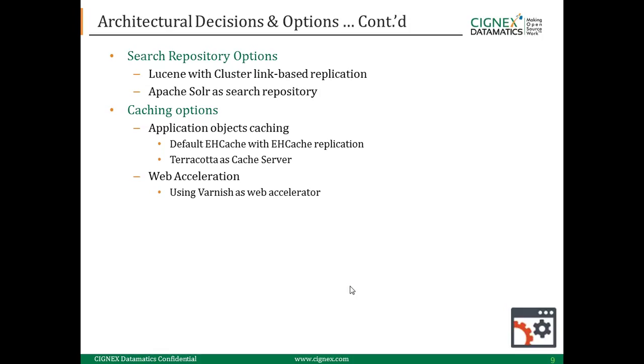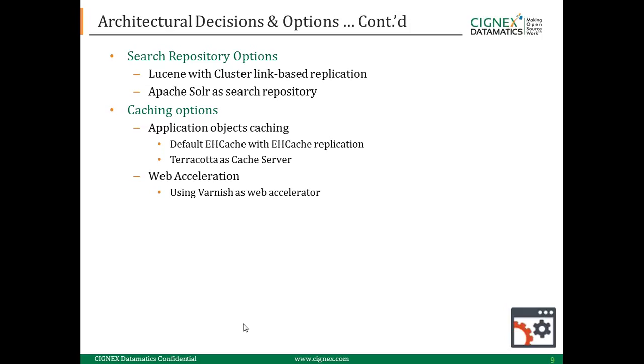Another option is related to caching. By default, Liferay uses application object caching. It uses EHCache, and it also supports EHCache replication to all your cluster servers. It also supports Terracotta as a cache server, but that's not the default caching mechanism. You can configure the Terracotta cache server.